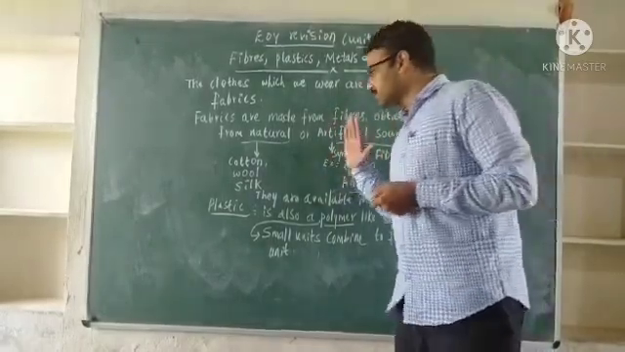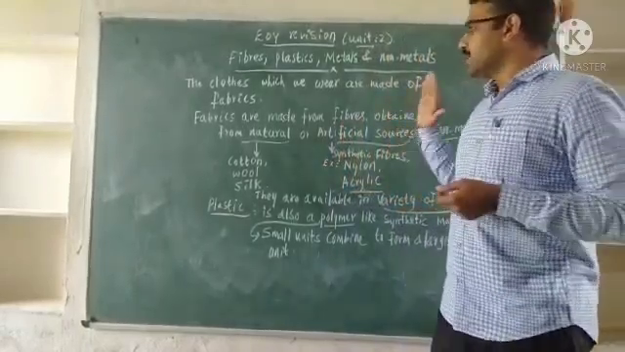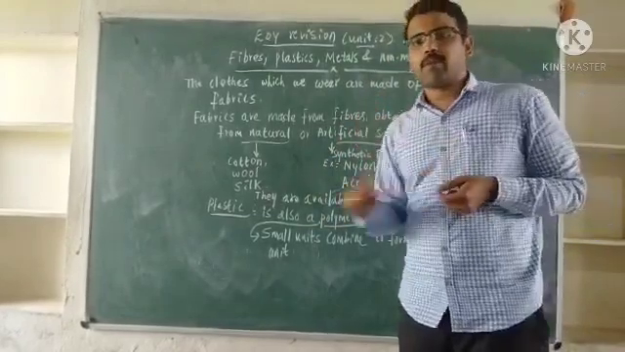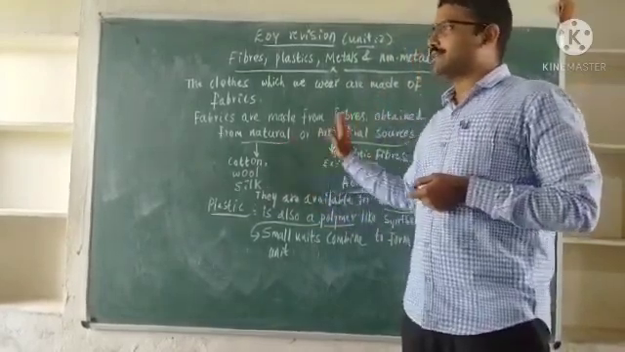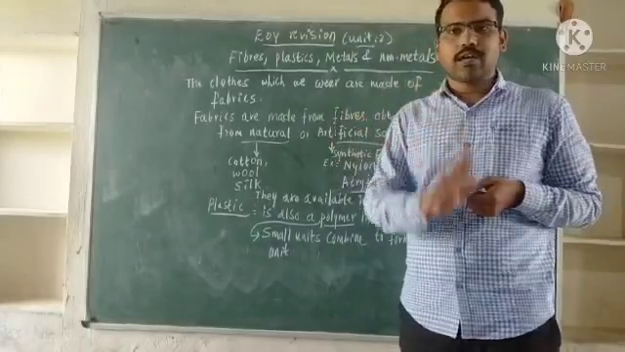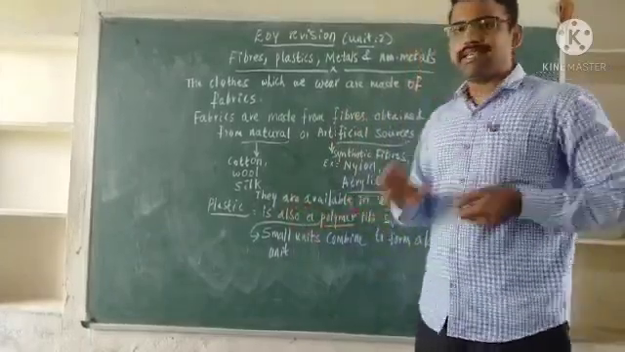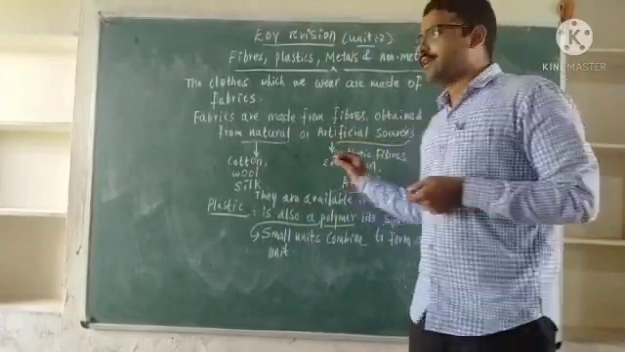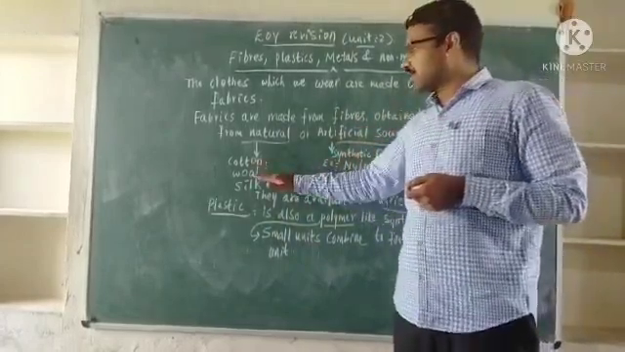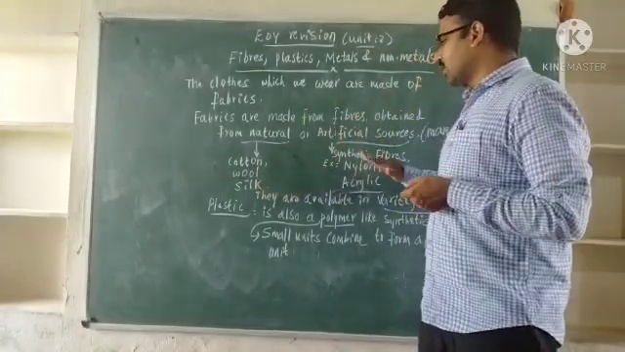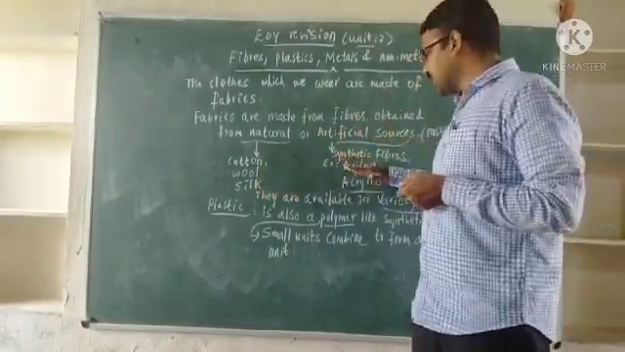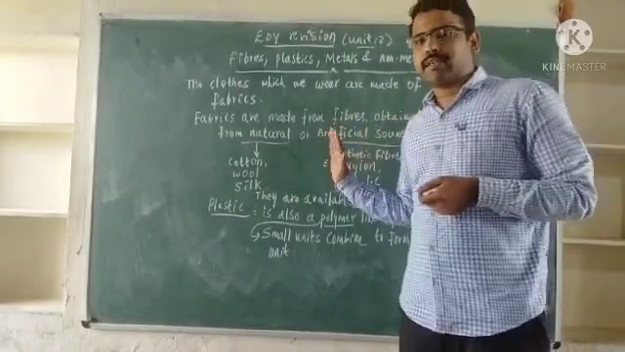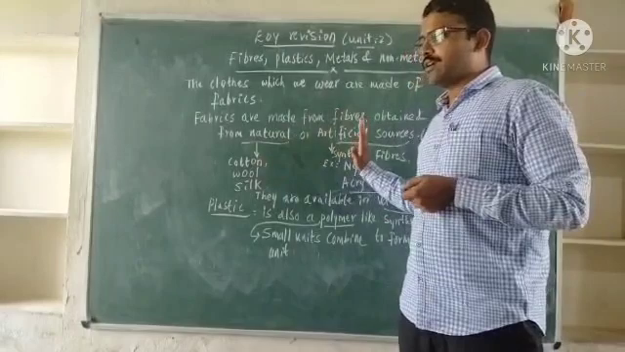Next we will move on to plastic. One important point is that natural fibers and artificial fibers are available in all colors. I told you the examples of natural fibers are cotton, wool and silk, and examples of artificial fibers are nylon and acrylic.